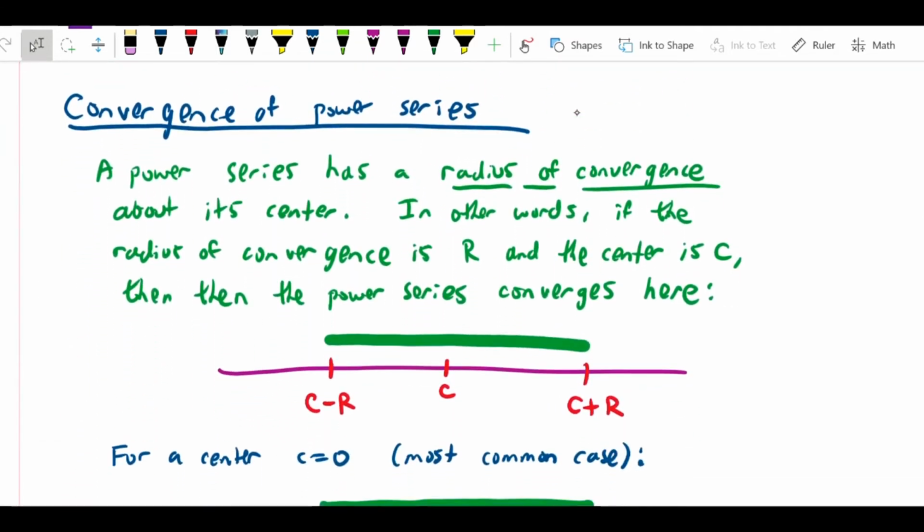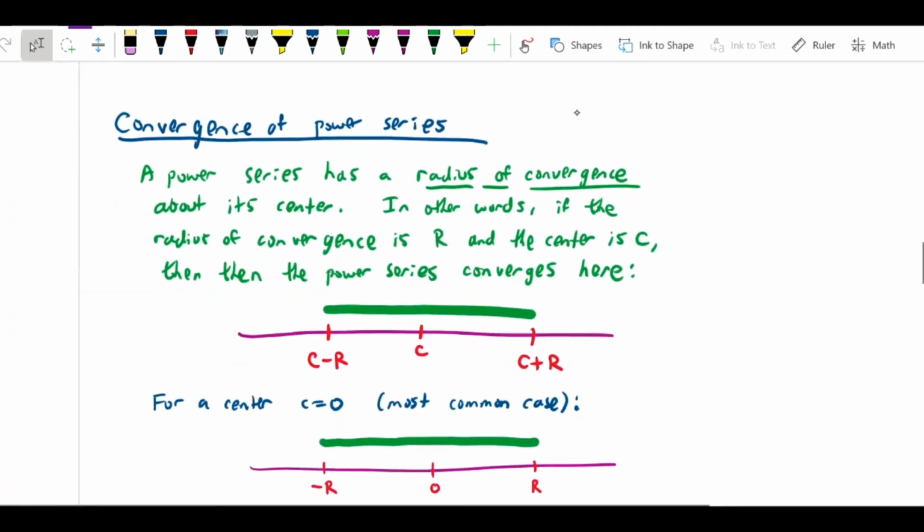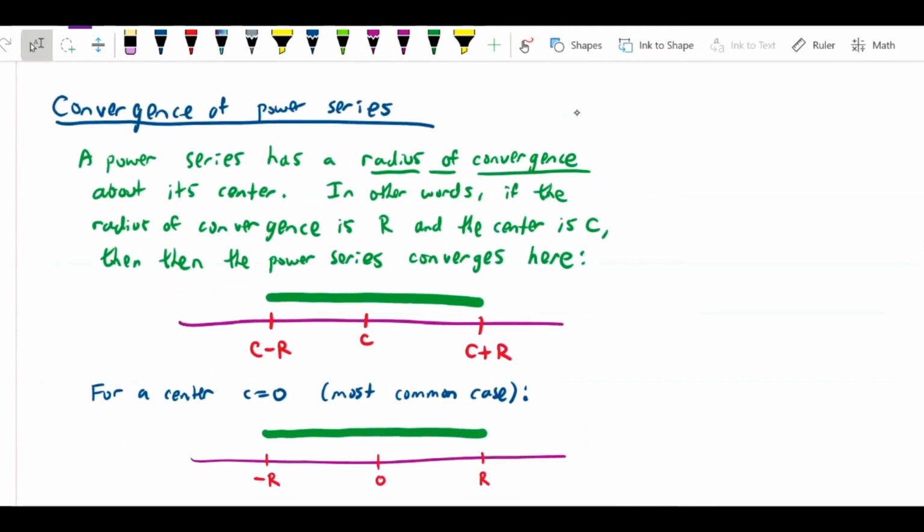This is how we investigate the question. This is the framework in which we investigate the question of whether a power series converges. So a power series has a concept called a radius of convergence. And I'll explain in a minute what that means graphically. So we've already discussed the fact that the power series has a center.